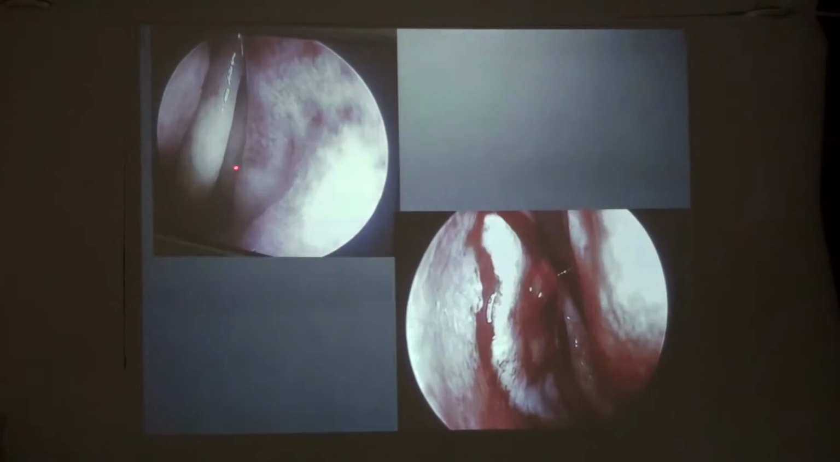This is the uncinate bone, this area. So we have to create some mucosal flap here. There are many techniques. The initial technique was creating two horizontal lines here and here, then one vertical line joining these two lines and making a flap which is posteriorly based. Now the technique has changed. Now we are creating a superior line here. This is the right side.